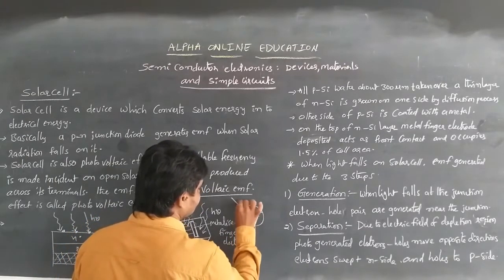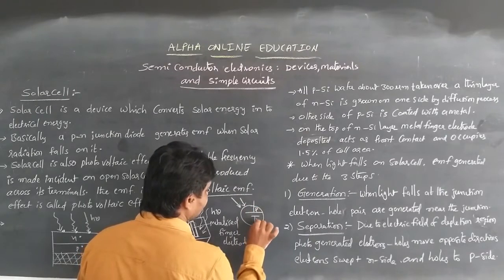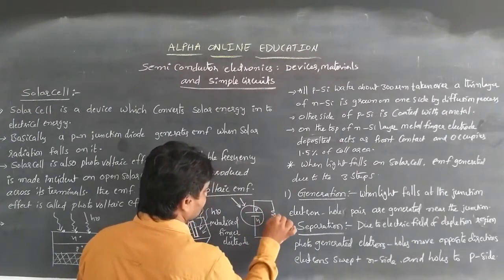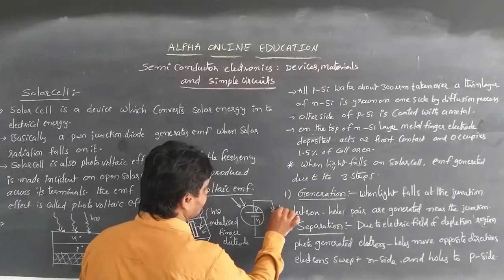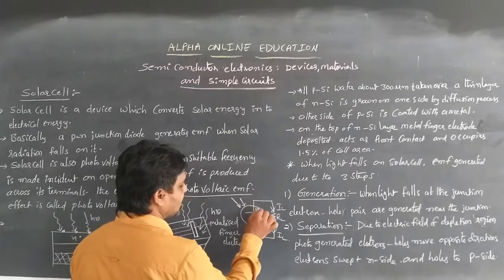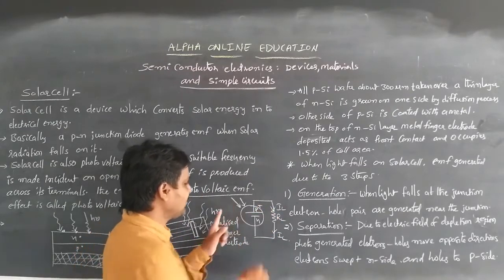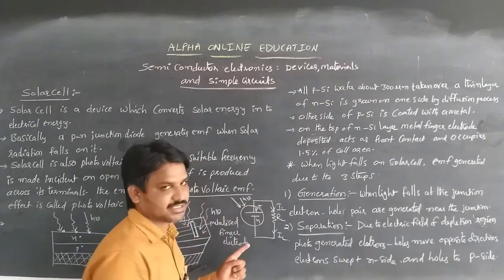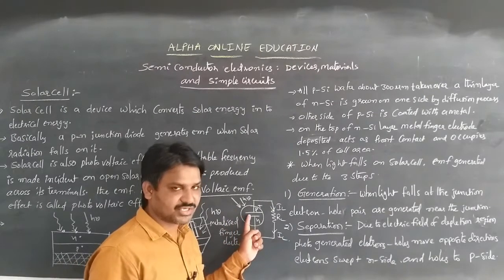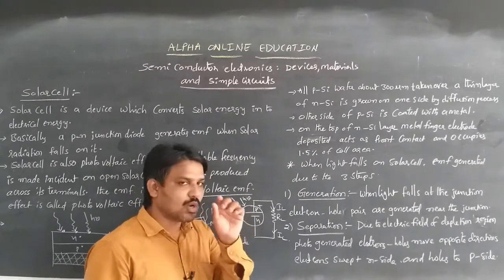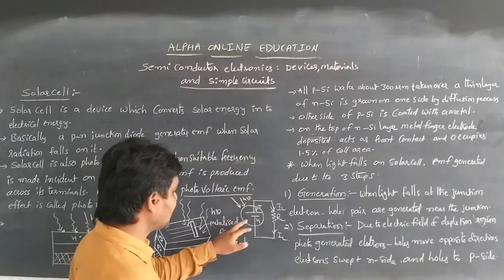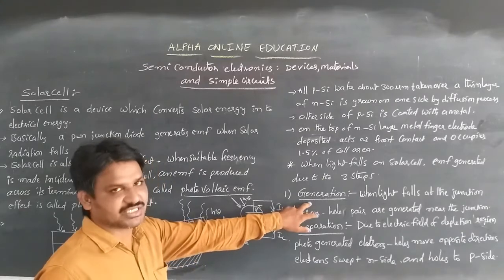When light is incident on the P-type and N-type junction, we can get a circuit like this. This is the load resistance, and the load current will be the photocurrent. Here hν means photons are incident on the junction. At the junction, electron-hole pairs can be generated. So near the junction, that is about generation.